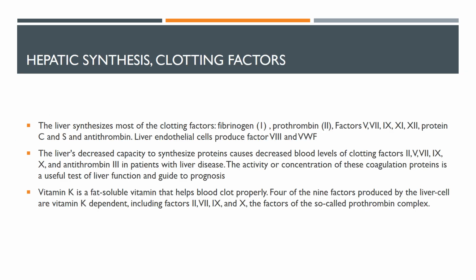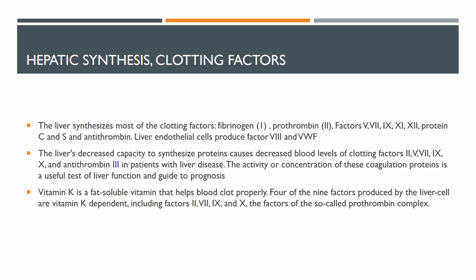All right, so next up is hepatic synthesis of clotting factors. So the liver synthesizes most of our clotting factors. So fibrinogen, which is 1, prothrombin 2, factors 5, 7, 9, 10, and 12, protein C and S, and antithrombin. Your liver endothelial cells produce factor 8 and von Willebrand's factor.